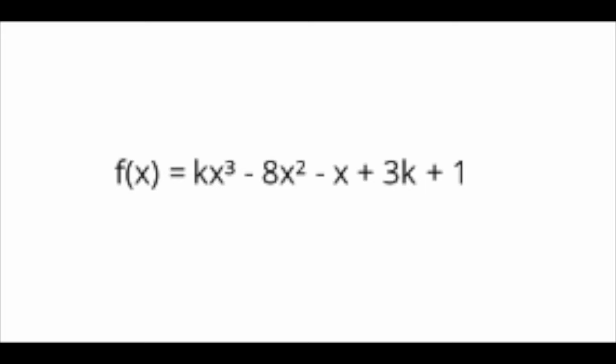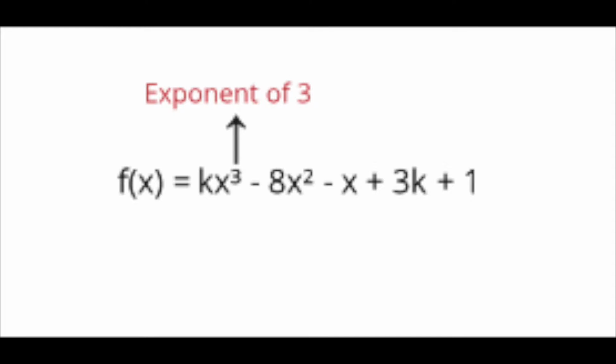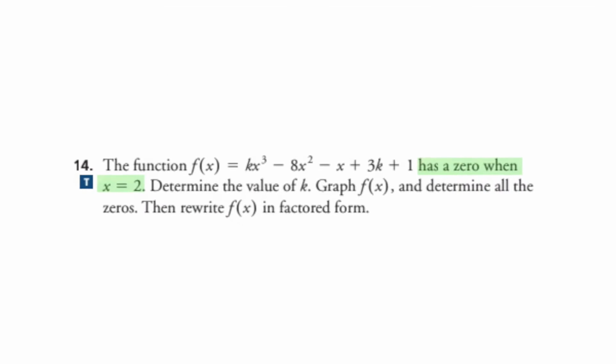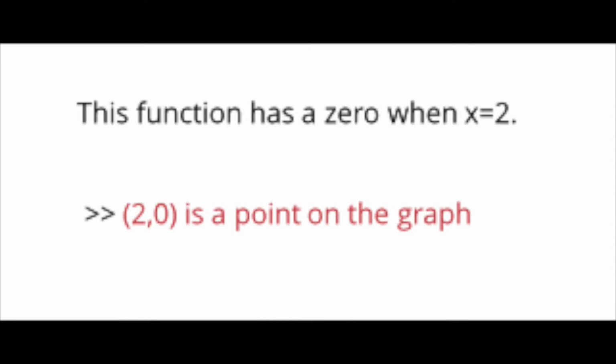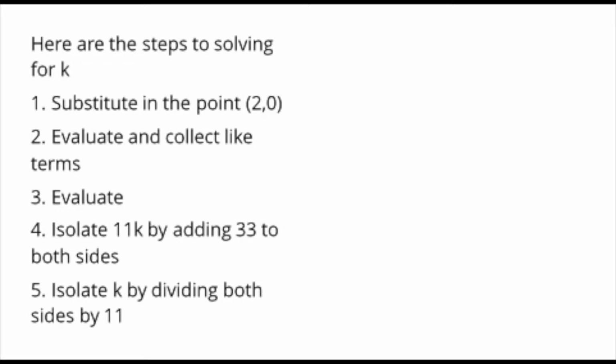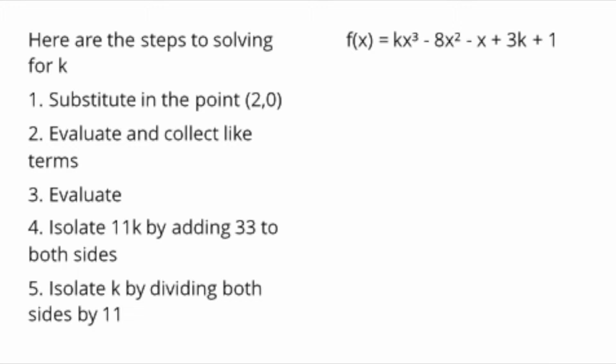First off, we know this function is cubic because the highest exponent is 3. This will come into play later when graphing. The question states that this function has a 0 when x is equal to 2. This means that (2, 0) is a point on the graph. Substitute it into the equation, 2 being the x value and 0 being the f of x value, and isolate k and solve.